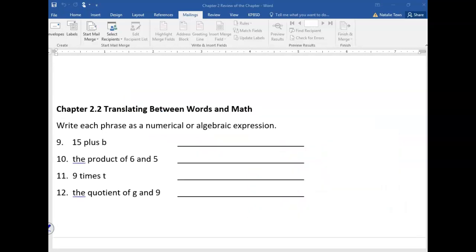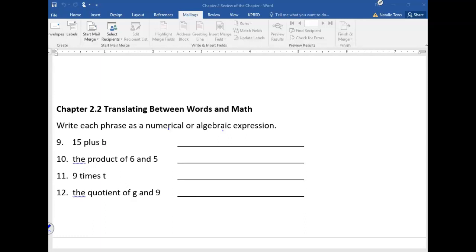Okay, I'm going to skip down here to number 12. Remember, when they want me to write each phrase, the phrases in words, they want me to take it from words and put it into an expression. If it's a numerical expression, it'll just have numbers and signs. If it's algebraic, it's also going to have a variable. Okay? So let's go down to number 12.